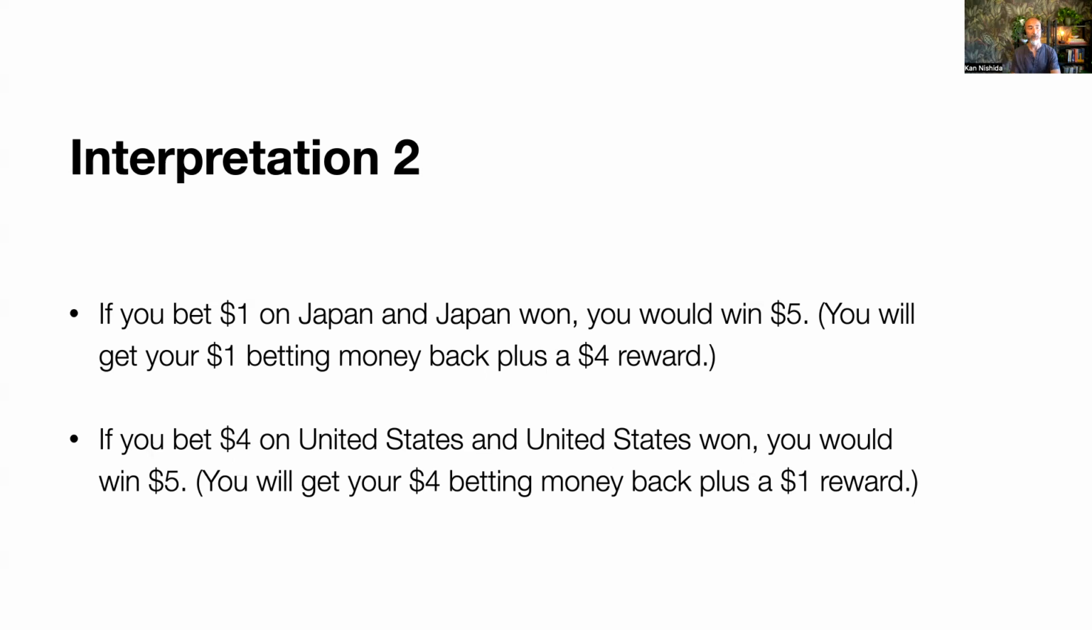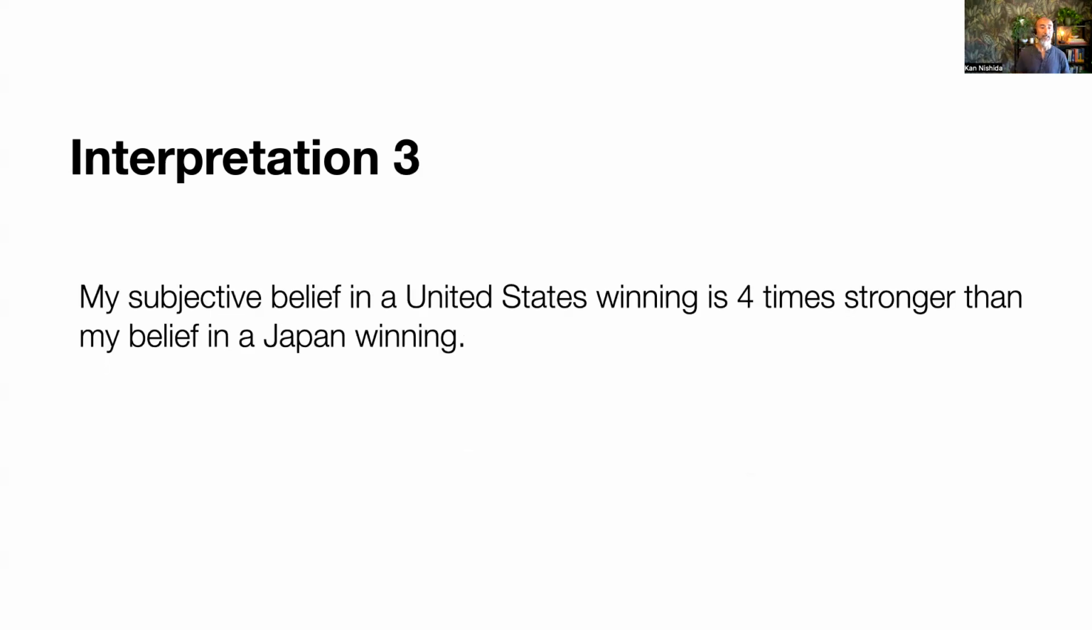Okay, so this is interpretation 2. Number 3 is my subjective belief in the United States winning is 4 times stronger than my belief in Japan winning. I think this is more the way of understanding probability. Most of us, when we talk about 60%, 80%, usually this is what we are really thinking inside our head. So this is a subjective belief. There's no quantitative thing or anything like that. It's just, hey, I think there's more chance of the United States winning, right? It's the 80%. Come on, we know that, right? So it's a sort of human intuition based approach.